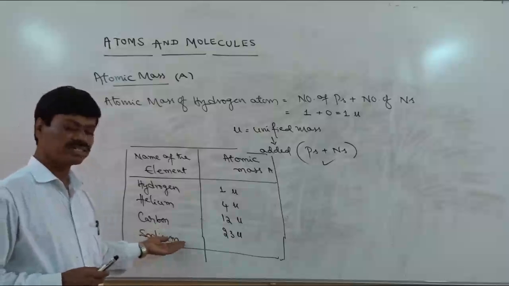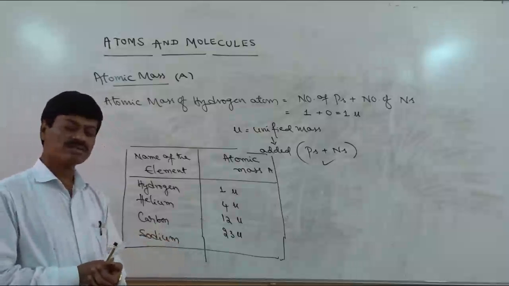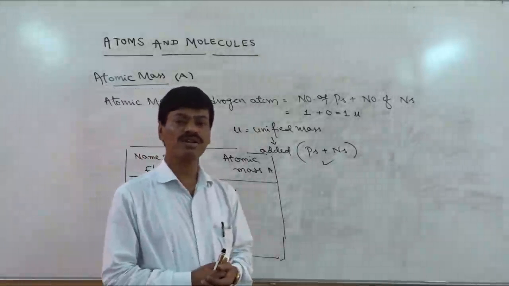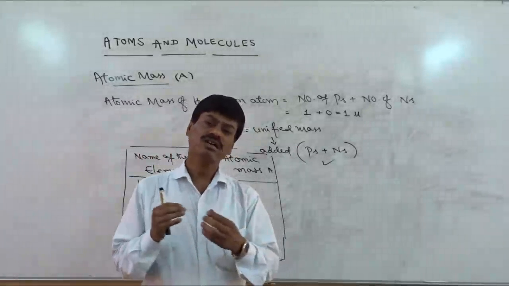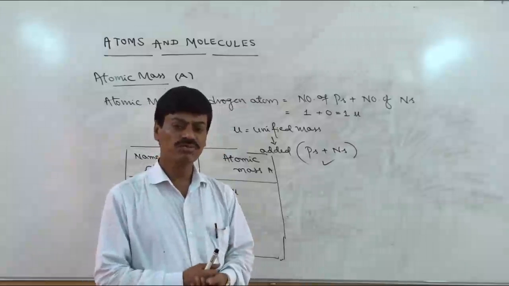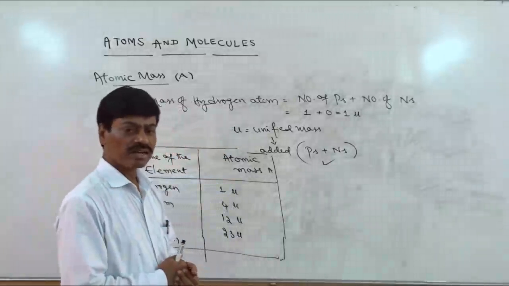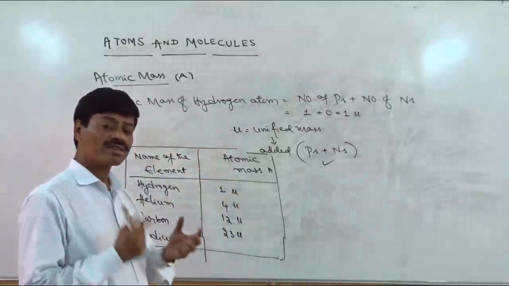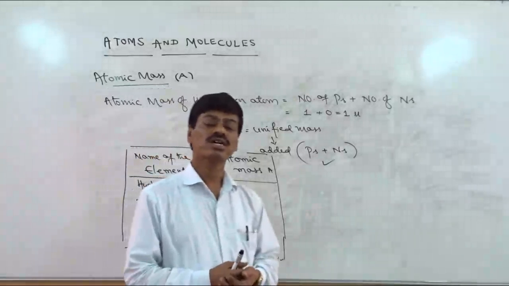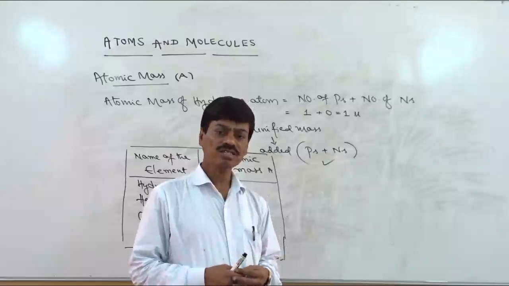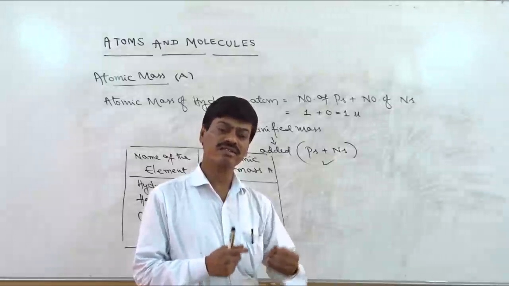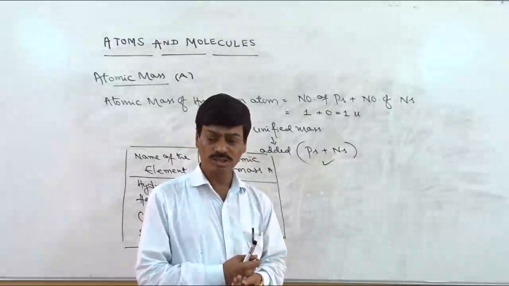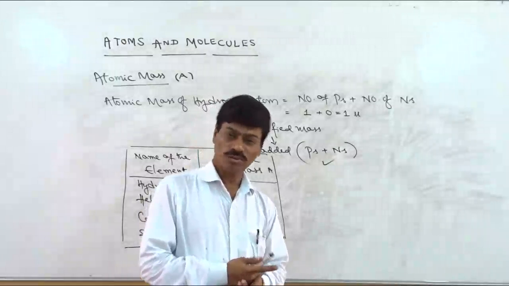Here we can take magnesium, whose atomic mass is 24. Atomic number 12. That means a magnesium atom contains 12 protons and 12 neutrons. So it is 24 U in that way. Right? If you take calcium, its atomic number is 20. So the nucleus of a calcium atom contains 20 protons and 20 neutrons. In that way, in the case of calcium, its atomic mass is equal to 40 U.